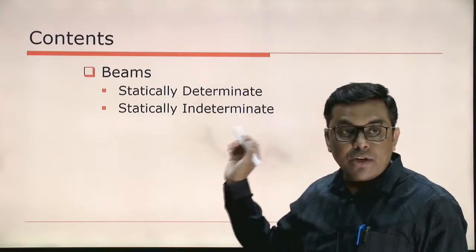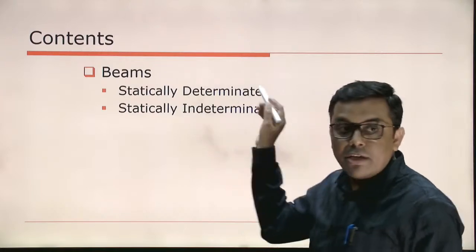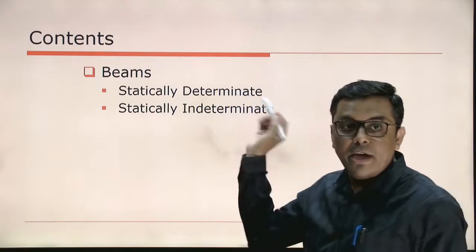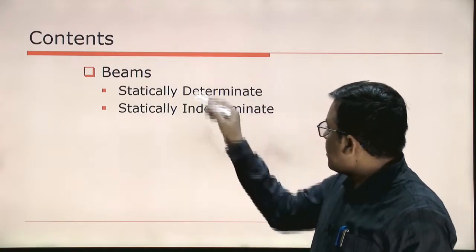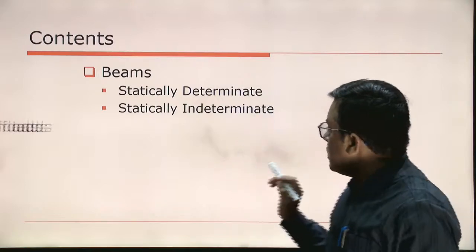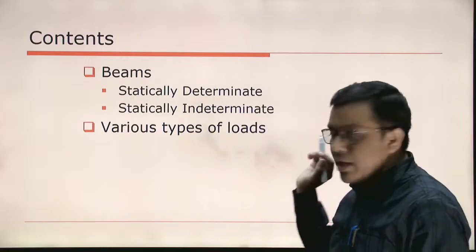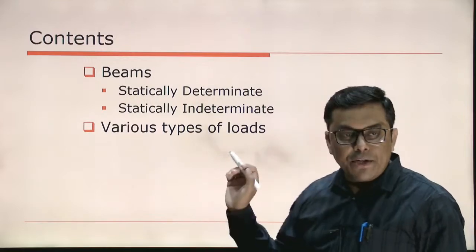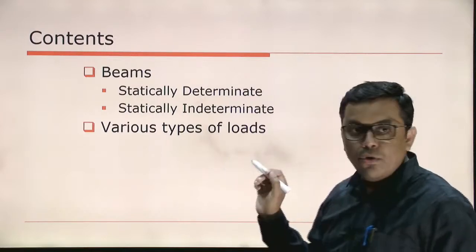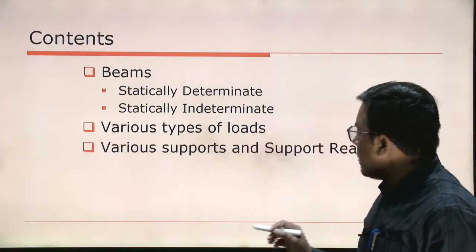This can be asked as a 2-mark question in the exam, to differentiate between statically determinate and statically indeterminate beams. And in the last lecture I told you that sometimes the question can be of 5 marks, where you have to draw the free body diagrams for the statically determinate and statically indeterminate beam. So, that is what we discussed. Then we discussed various types of loads: point load, uniformly distributed load, uniformly varying load, point moment.